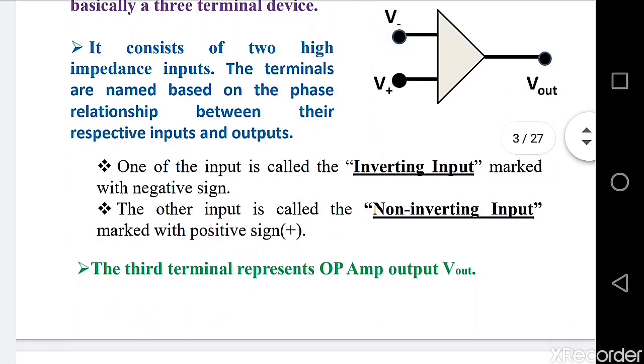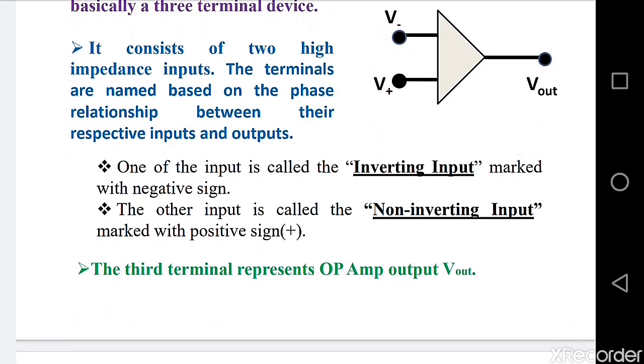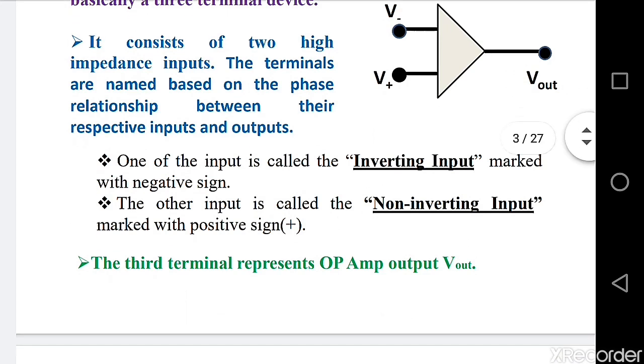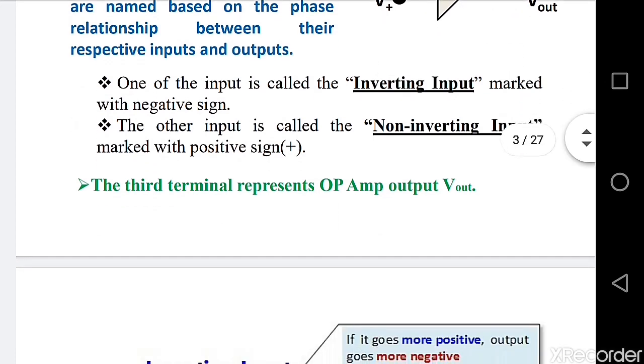Next, the terminals are named based on the phase relationship between their respective inputs and outputs. One of the inputs is called the inverting input, marked with a negative sign. Here V minus is the inverting input, marked with a negative sign, and V plus is the non-inverting input, marked with a positive sign. Next, the third terminal represents the output, V out.